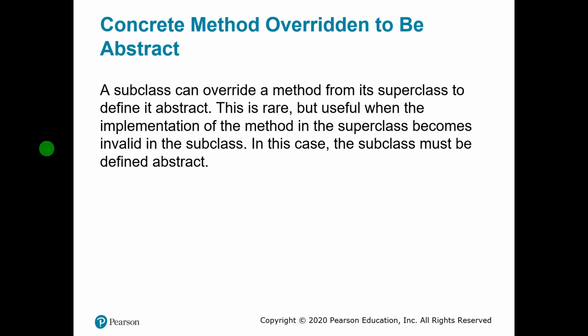A concrete method. Okay, so somebody writes a class with a concrete method. We can create a subclass that implements that method, or we can create it as abstract. A subclass can override a method from its superclass and make it abstract. It's very rare. But it's useful when the implementation of the method in the superclass becomes invalid in the subclass. In this case, then the subclass has to also be abstract. You're not going to see this very often, but it is a rule and you should probably know about it.